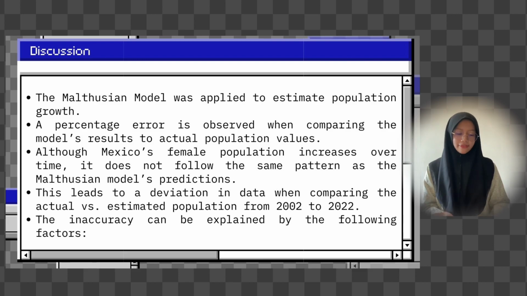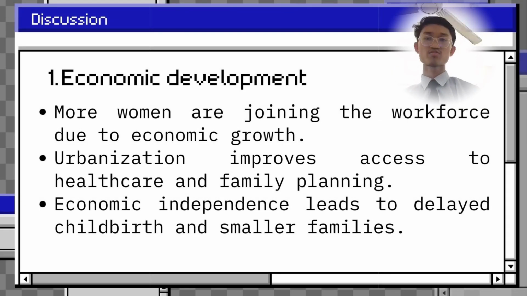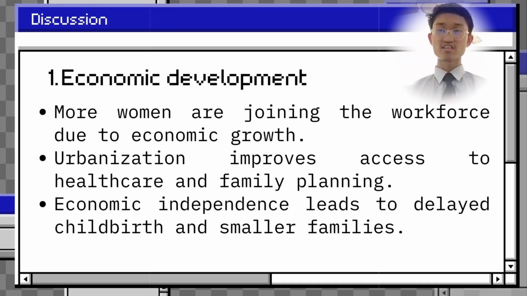Therefore, what is the difference? The MAT097 model was applied to estimate population growth. A percentage error is observed when comparing the model result to the actual population value. Although Mexico's population increased over time, it does not exactly comply with the MAT097 model. This leads to a deviation in data when comparing. The inaccuracy can be explained by the following factors. The MAT097 model assumes continuous exponential growth, which may not be true in real life.